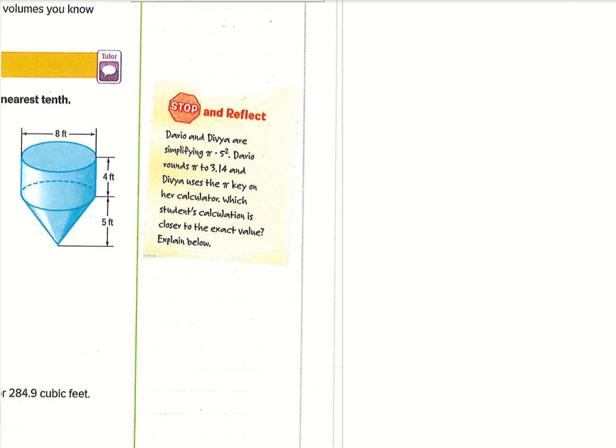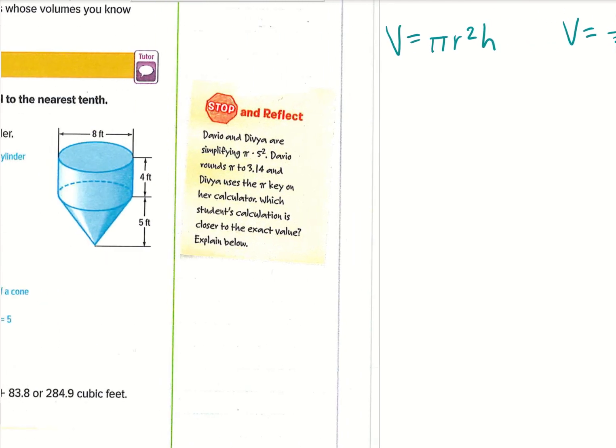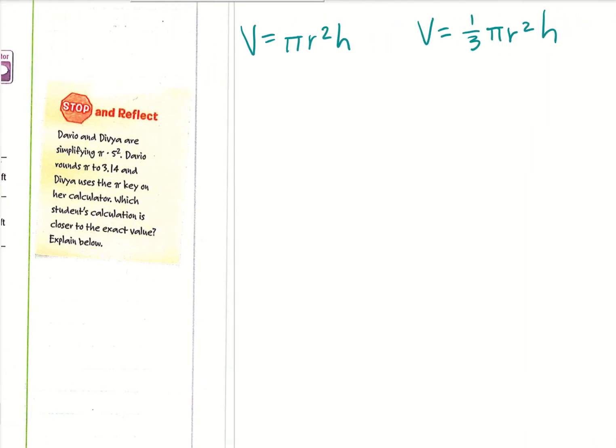All right, so just as a reminder, for our cylinder, the volume equals the base times the height, or pi r squared times the height. And then for our cone, we have V equals 1/3 pi r squared times the height. All right, so really similar. Like I said, the only difference is that 1/3 for the cone.